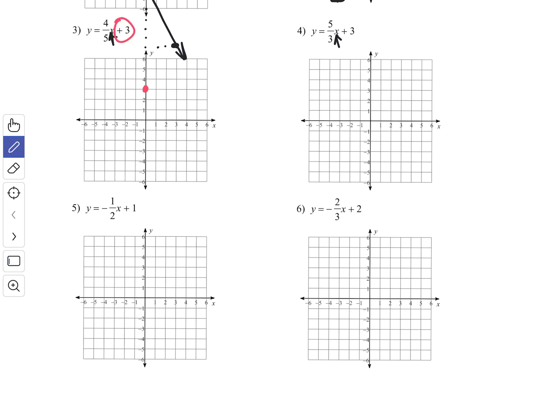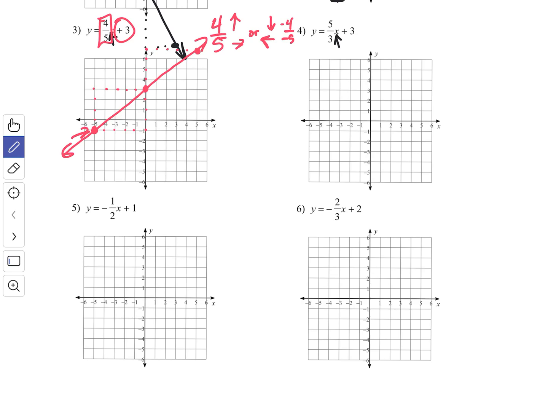So plus 3, that's my y-intercept. Slope of 4 over 5. They're both positive, so that's up and to the right, or down and to the left, because I could think of it as -4 over -5, which is the same thing as 4 over 5. So I go up 4, to the right 5. Or, like I said, we can go down 4, to the left 5. Because if we started right here, we would go up 4, to the right 5. That's why we can go either direction.